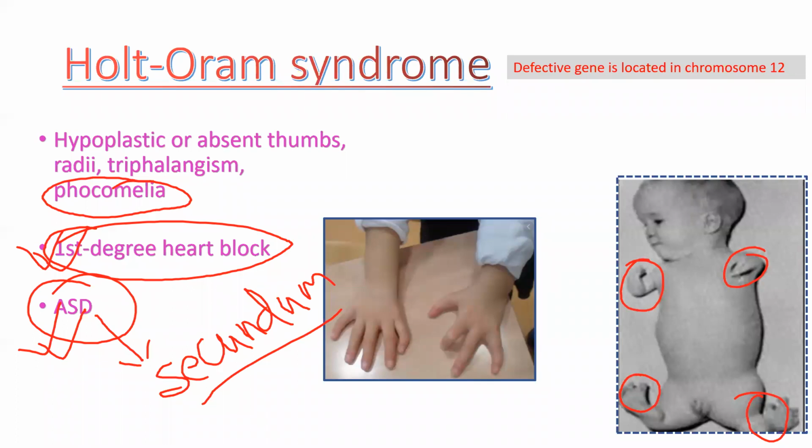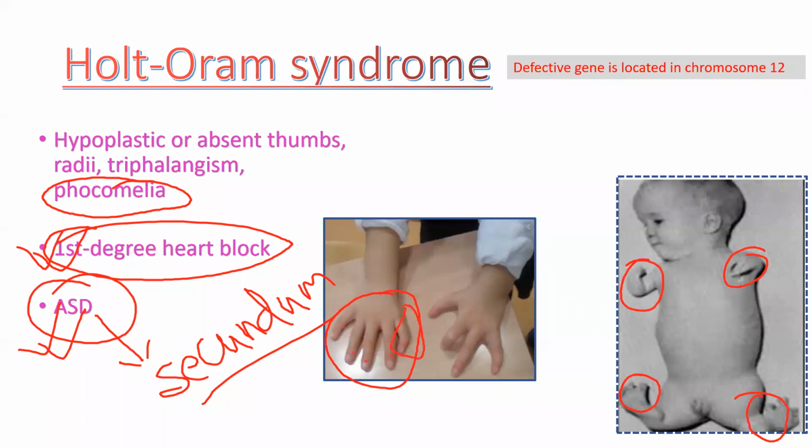At the same time, all of you look at this particular child. He has Holt-Oram syndrome. He has first degree heart block. He has ASD. Now, all of you count how many fingers are there in this child. 1, 2, 3, 4, and 5. Right? So how many fingers does he have? 5 fingers.